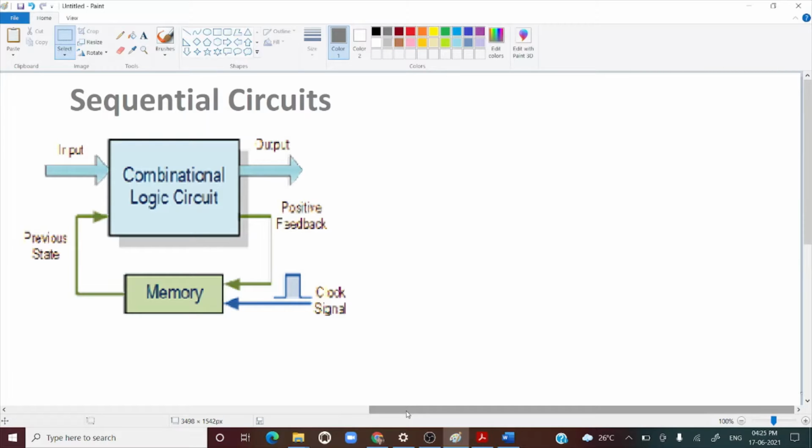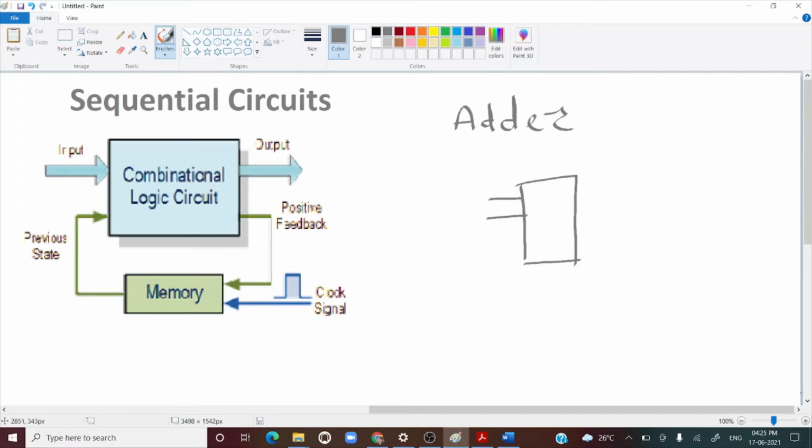Okay, so up to this, the circuits which we have studied were combinational circuits such as adders, subtractors, multiplexers, encoders, decoders, etc. For example, if we consider an adder circuit, suppose this is a full adder. It consists of three inputs, that is A, B and C in, and two outputs, that is sum and carry.